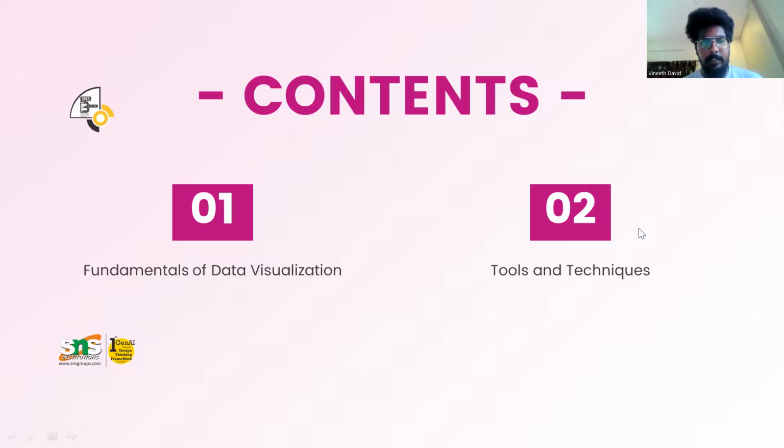So what is data visualization? Data visualization is the graphical representation of information. Instead of reading pages of numbers, we use visuals to express complex data. In today's data-driven world, it is crucial because it helps us identify trends, compare values, and make better decisions. Think of it as a bridge between data and understanding.